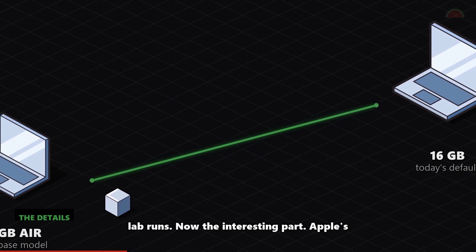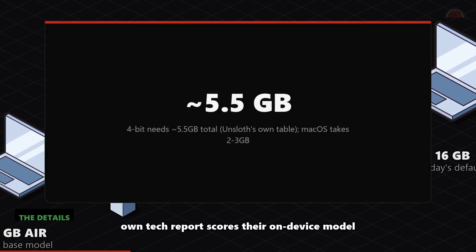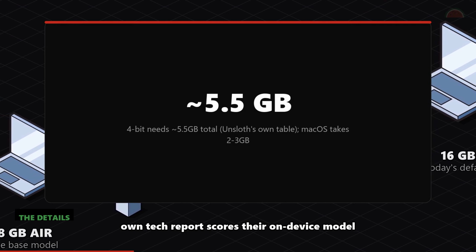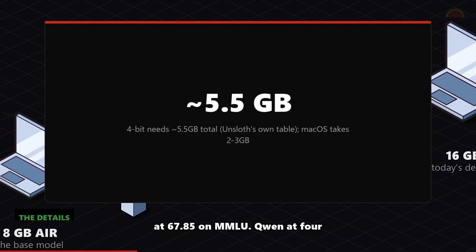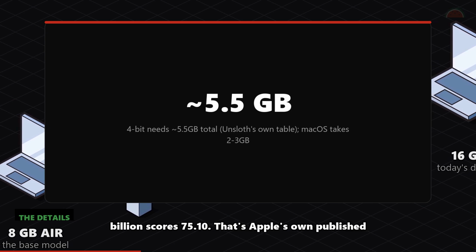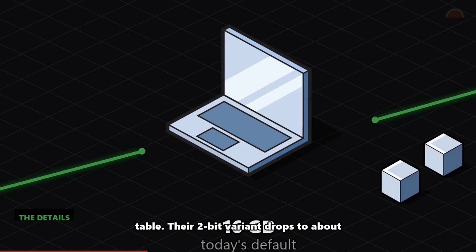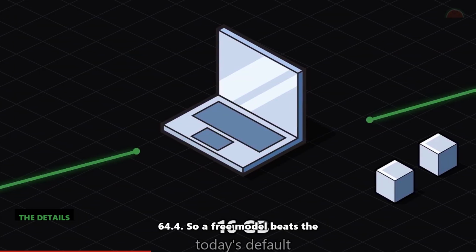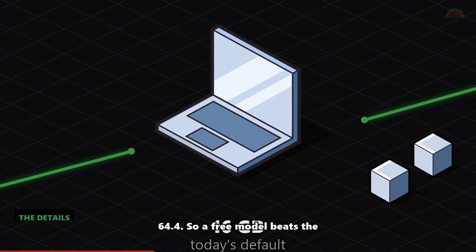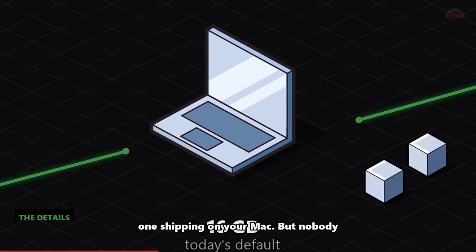Now the interesting part. Apple's own tech report scores their on-device model at 67.85 on MMLU. Qwen, at 4 billion, scores 75.10. That's Apple's own published table. Their 2-bit variant drops to about 64.4, so a free model beats the one shipping on your Mac.